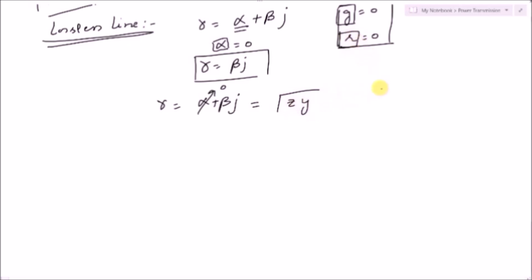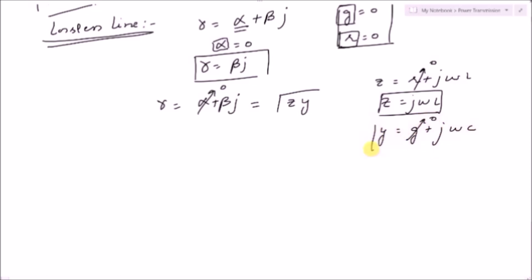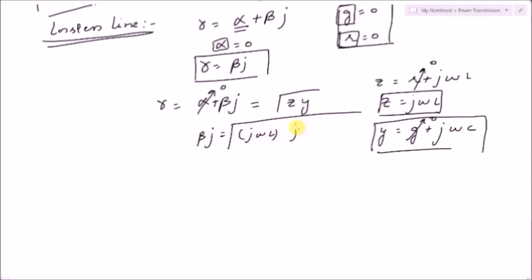Z is equal to R plus j omega L. So if R is equal to 0, Z is equal to j omega L. And for the admittance, it will be G plus j omega C. G is equal to 0, so Y is equal to j omega C. From here we can write beta j is equal to under root j omega L into j omega C, and taking square on both sides, that will be beta square j square is equal to j square omega square LC. This will cancel out, and beta is equal to omega under root LC.